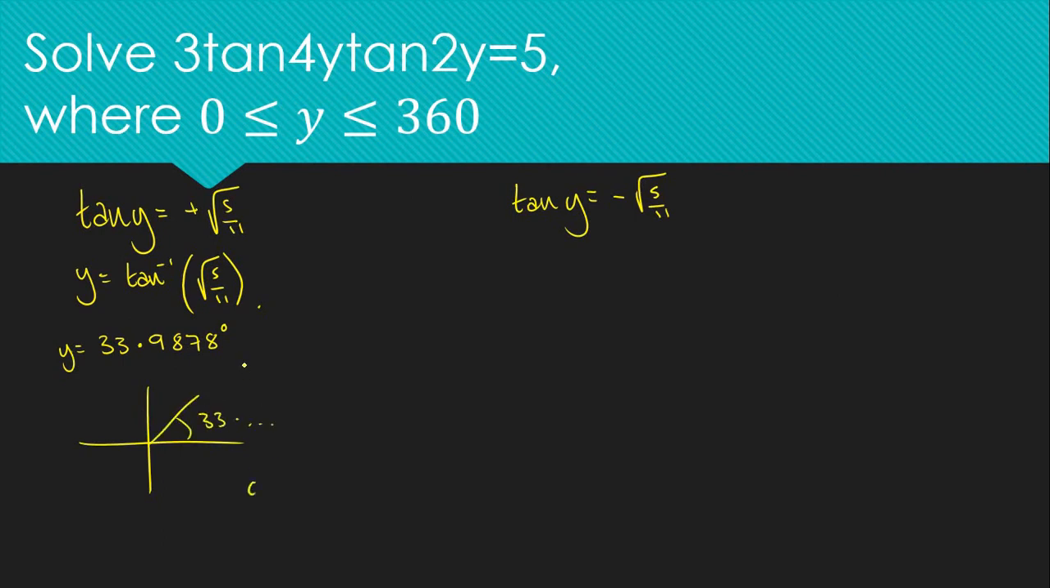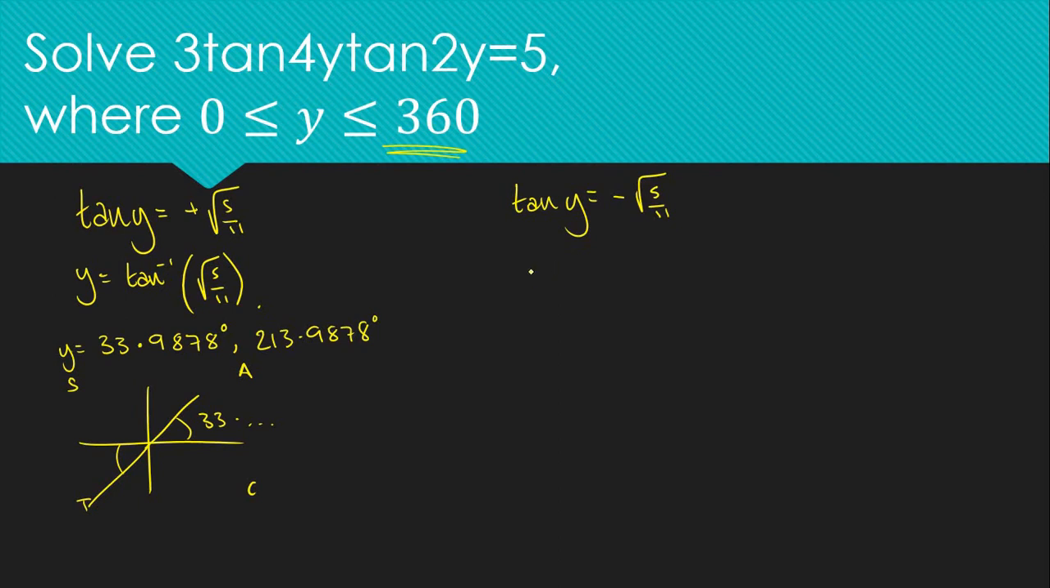Now, that is here, 33 point. This is CAST, C-A-S-T. So where else, if tan's positive in there, of course it is because everything's positive in there, it's also positive here, which will be 180 added to 33.9878, which is going to be 213.9878 degrees. It makes no sense to go any further than that, up to 393 for example, because y only goes up to 360 degrees.